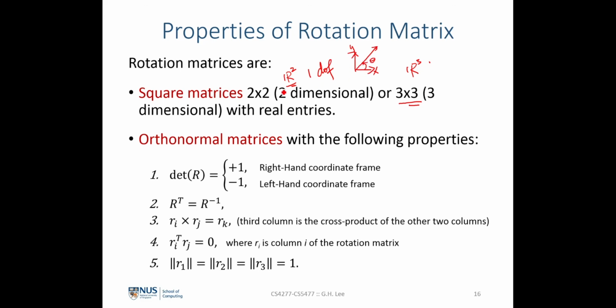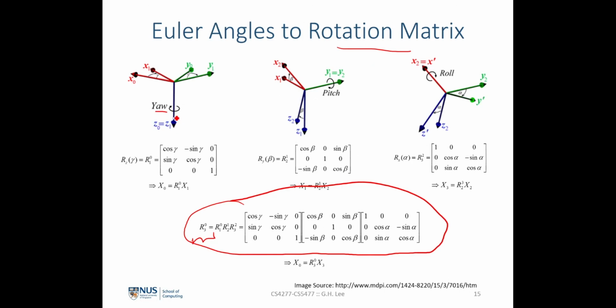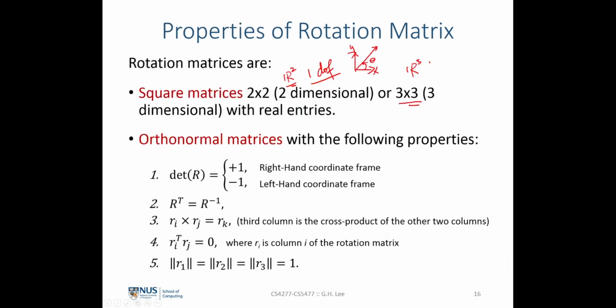So this 2 by 2 matrix on the 2D space will have only 1 degree of freedom. But in the general 3D space, R3 space, we would have 3 degrees of freedom, which we have seen earlier, parameterized by the roll, pitch, yaw angles, which we collectively call the Euler angles. So a rotation matrix, regardless of whether it's a 2 by 2 or a 3 by 3 rotation matrix, will always have the following properties.